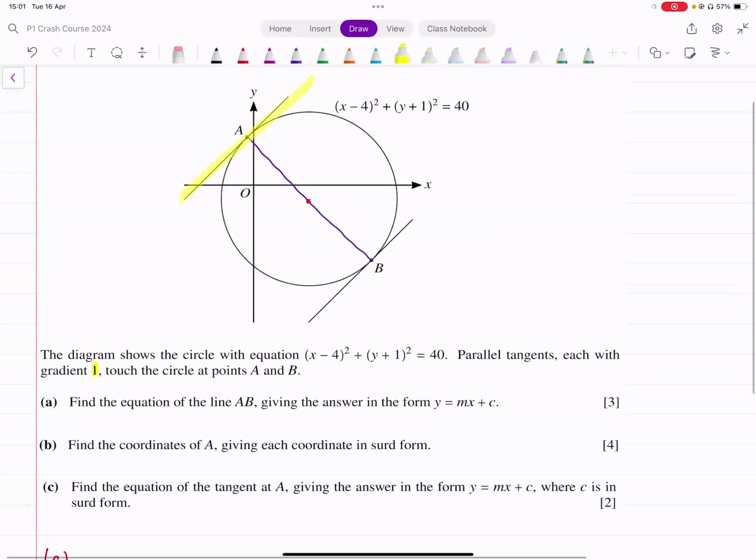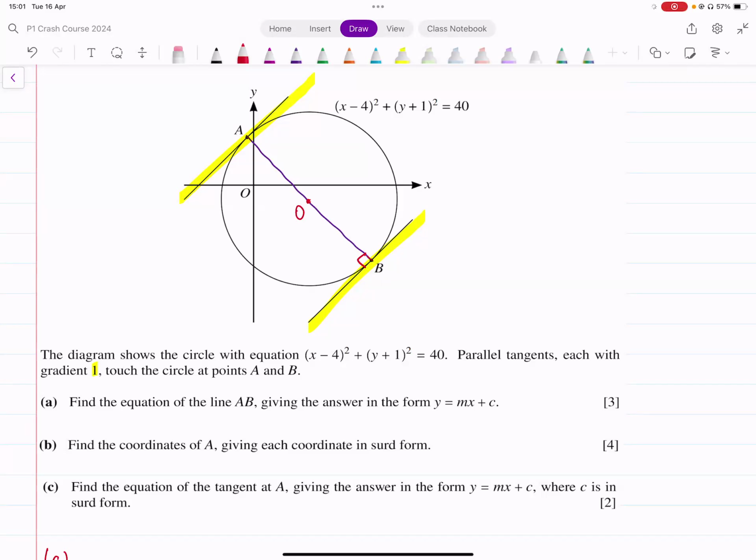Think about it. This is a tangent. Tangent is perpendicular to the radius. So if I were to draw a radius at the point B, it is going to pass through the center. If I were to draw a perpendicular line to the tangent at this point B, it is going to pass through the center of the circle.